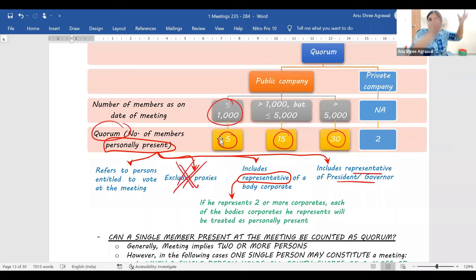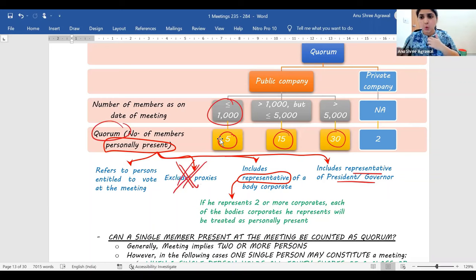Our shareholder is a company. Can a company come and attend my meeting? No. Company will obviously send a representative. Company's representative, will I count? Yes. Remember guys, if a company's representative comes or if the president's or governor's representative comes, will you treat them as proxies? No. If the president's representative comes, if the governor's representative comes, if a company's representative comes, you will treat it as if the shareholder has himself come.